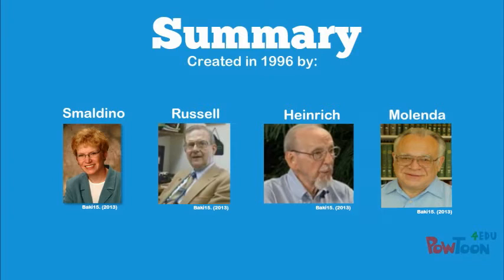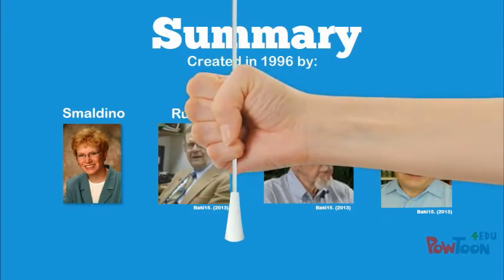The Assure model was designed by Sharon Smaldino, James Russell, Robert Heinich, and Michael Molenda to be a systematic guide to assist designers and facilitators in developing instructional units that specifically focus on integrating technology and media.